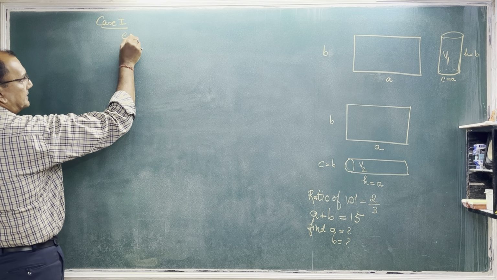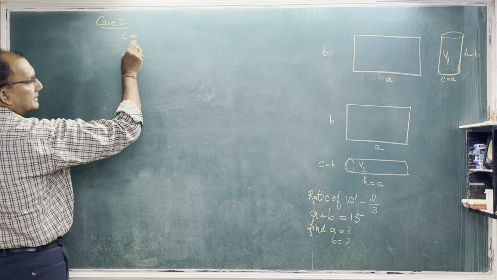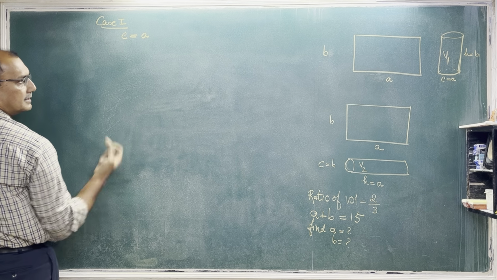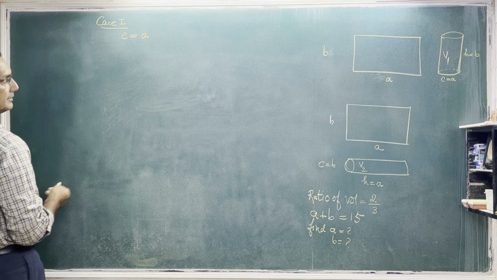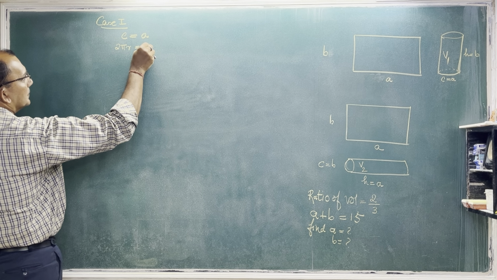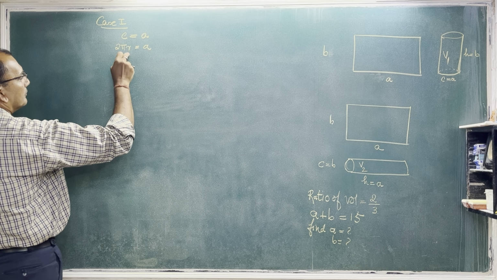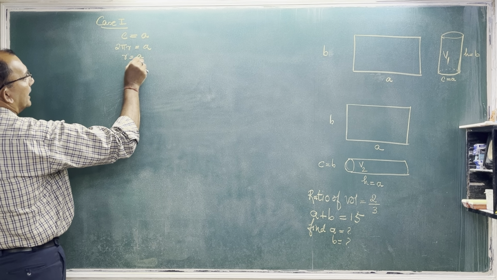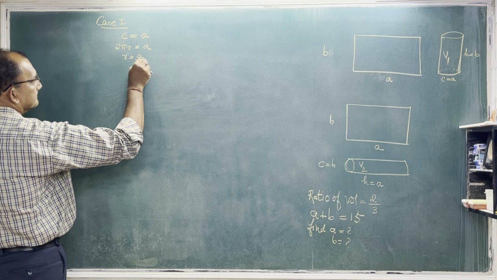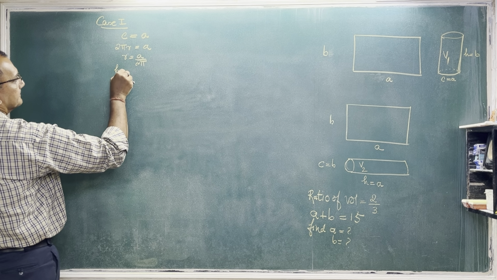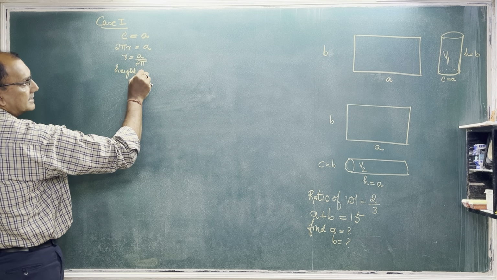My circumference is A. The formula for circumference of the base of the cylinder will be 2 pi r is equal to A. So I need to find r. So r is equal to A upon 2 pi. And now my height in this case is B.